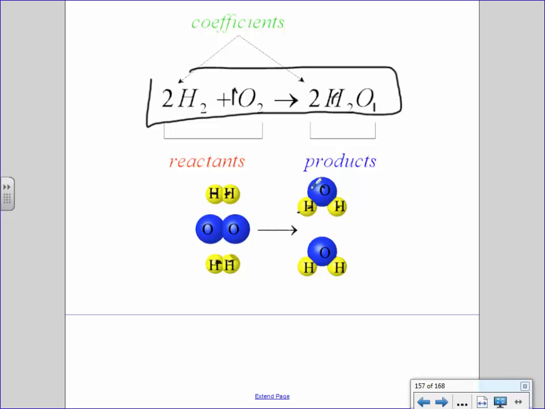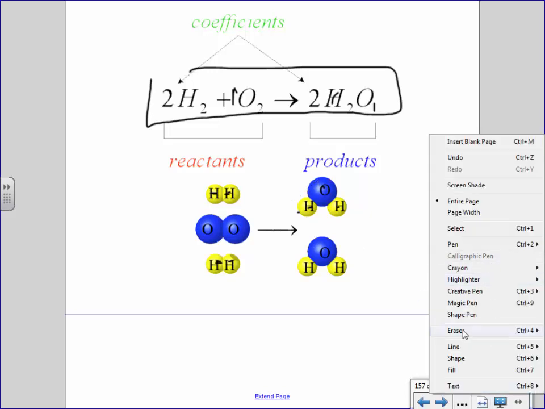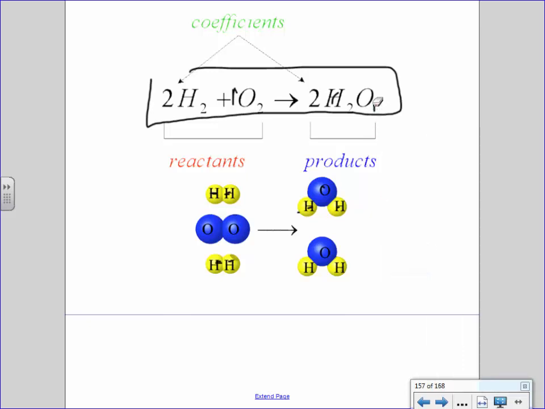However, anytime there's a number 1, just like in math, we don't usually write the number 1. So when there's just one oxygen right here, we kind of skip right in. And when you have to use one molecule of oxygen, we don't bother writing that one either.